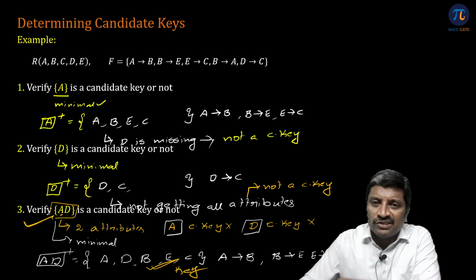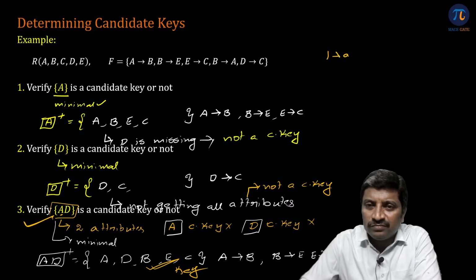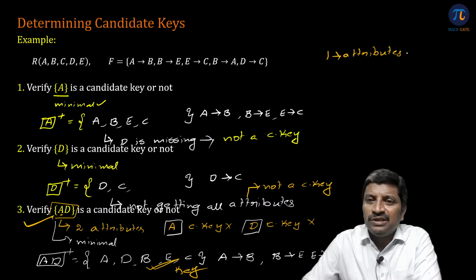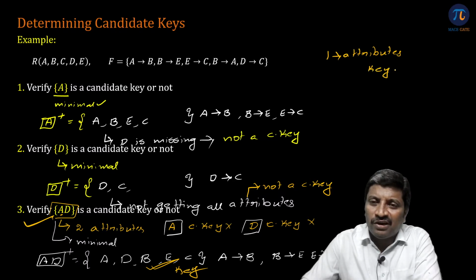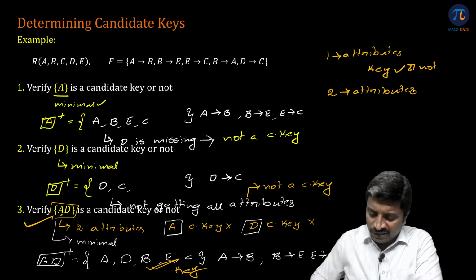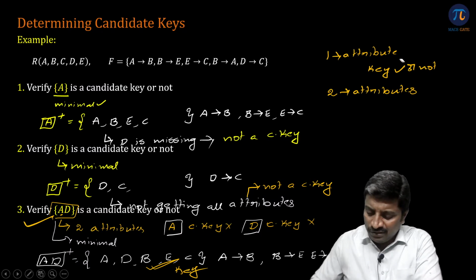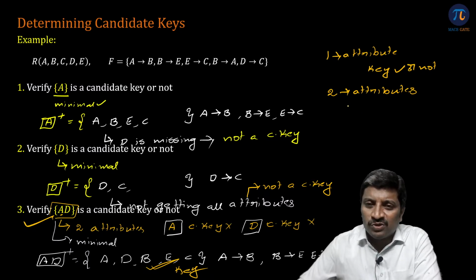So when the given set contains one attribute, then simply verify whether it is a key or not. Suppose I have two attributes. So whenever you have two attributes, suppose they are x comma y.